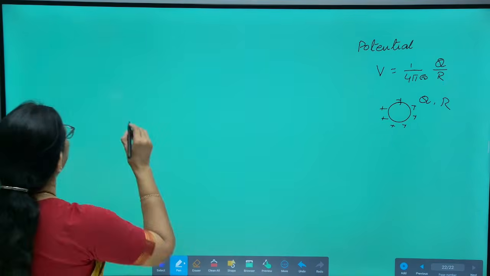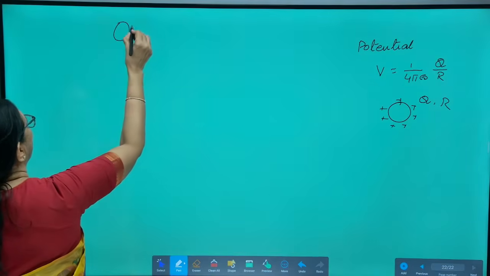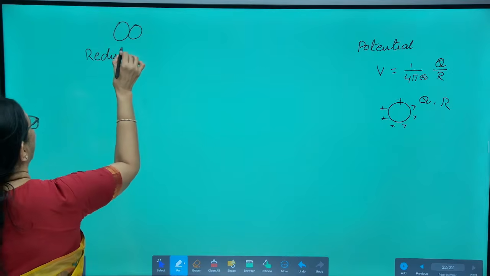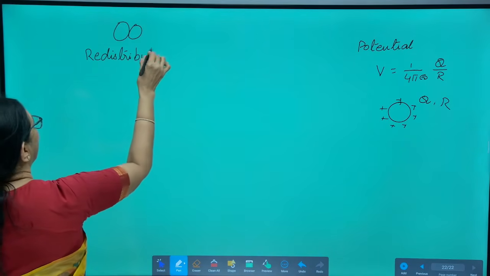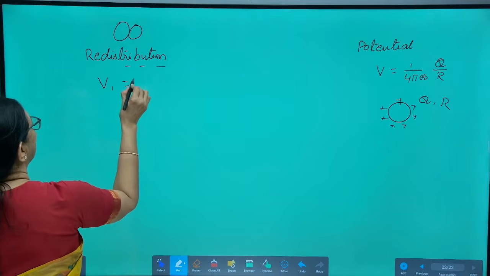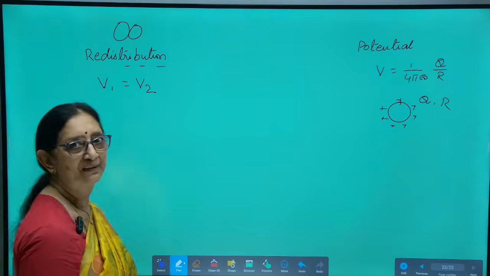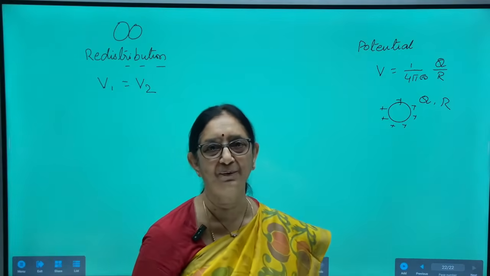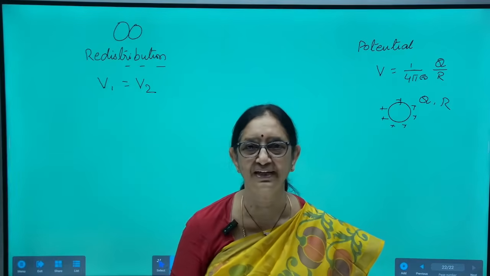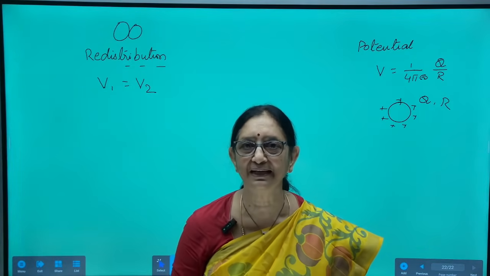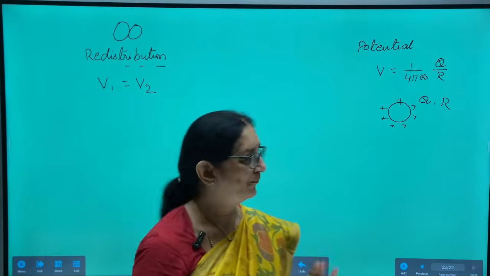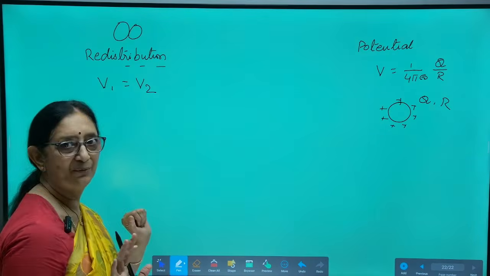When two charged bodies are placed in contact with each other, redistribution of charge takes place. Redistribution of charge takes place till their potentials are equal. When two charged bodies are placed in contact with each other, redistribution of charge takes place till their potentials are equal. Okay? Now, keep those 2 points very clear.